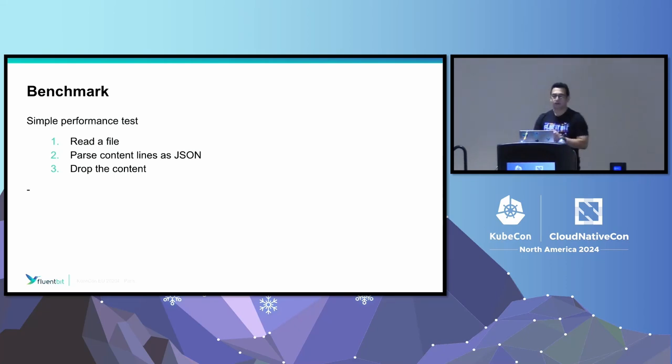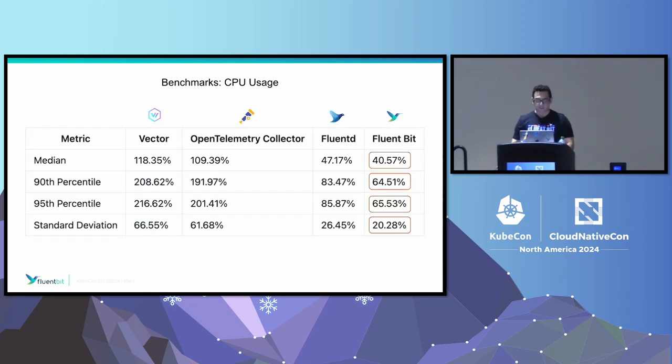It's a very simple benchmark: reading a huge file, parsing the lines as JSON, and just dropping the content. That way, we can see how we can read the data, package that data internally, and just drop it. We're not doing network I/O. We are not using SIMD on this. This is just raw, basic processing. We tested different agents: Vector, which is a Datadog agent today, the OpenTelemetry Collector, Fluentd, and Fluent Bit.